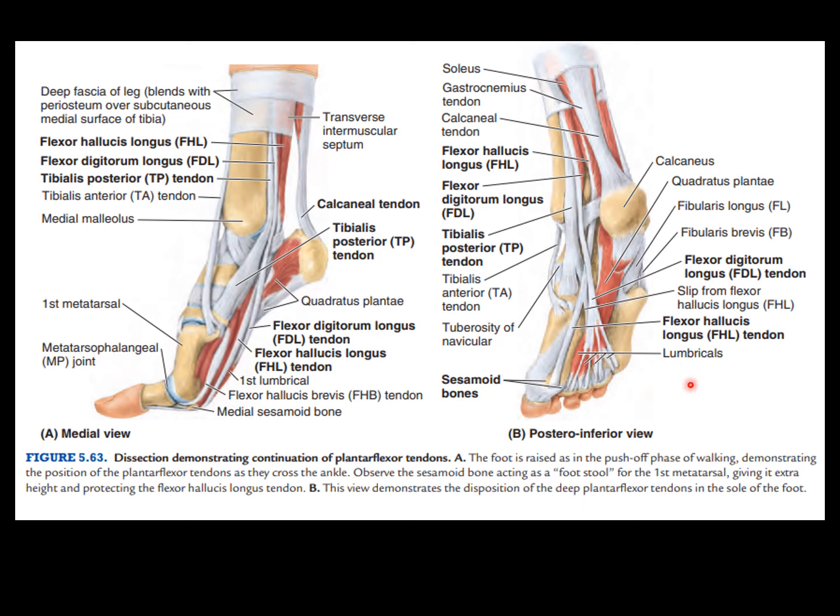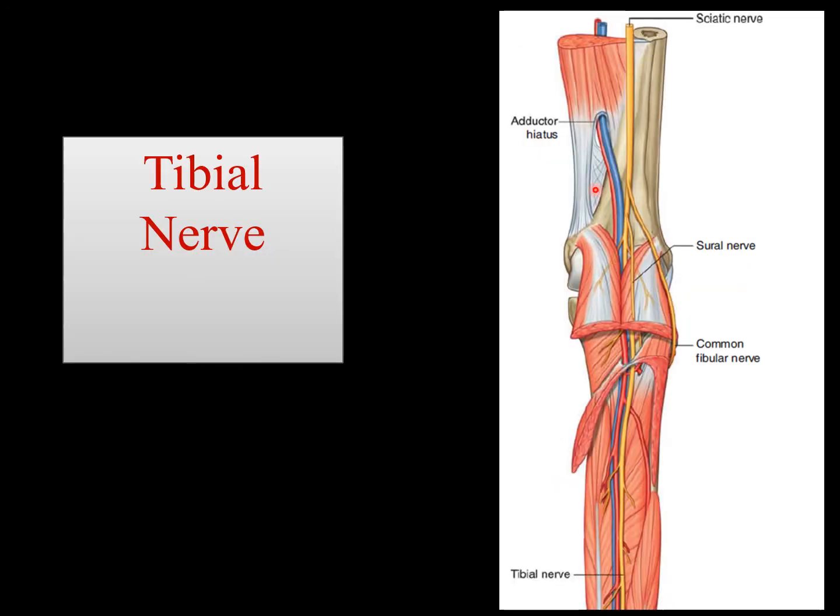So these are the arrangements of the tendons of flexor hallucis longus and flexor digitorum longus, also giving origin to some muscles, so that we will discuss later on. The nerve of this compartment is tibial nerve. The sciatic nerve, as you have already talked about earlier, divides into two: common fibular nerve and tibial nerve. The common fibular nerve moves towards the anterior compartment and divides into two further: superficial fibular and deep fibular. Superficial fibular for the lateral compartment and deep fibular for the anterior compartment of leg.